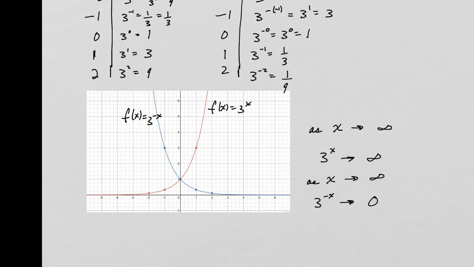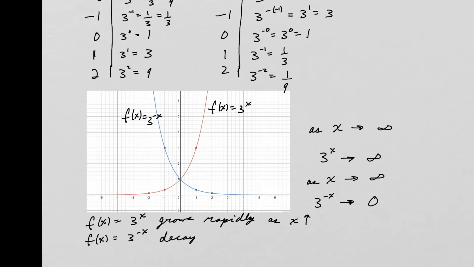So 3 to the x grows rapidly. So I can say f of x equals 3 to the x grows rapidly as x increases, and f of x equals 3 to the negative x decays rapidly as x increases.